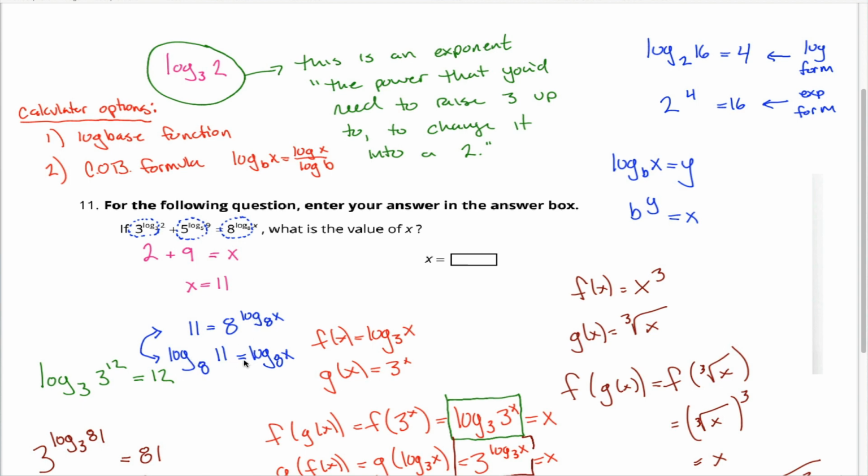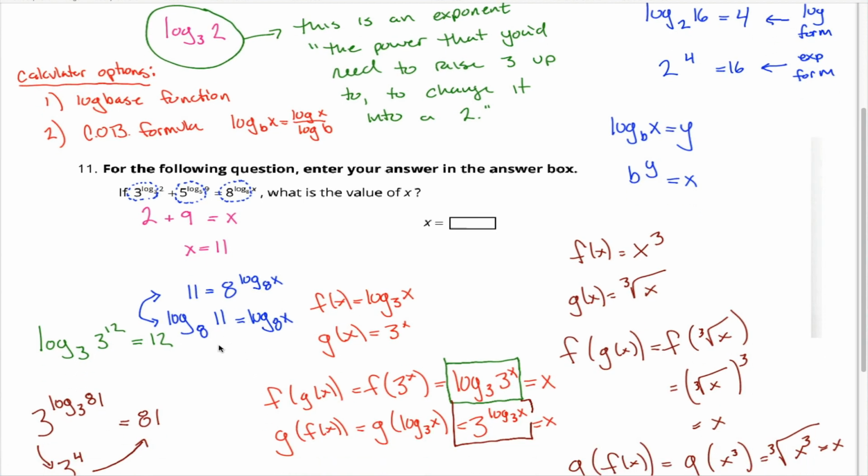Playing the role of the b is the 8, playing the role of the y is the log base 8 of x, and playing the role of the x is the 11. If you stare at this equation, the log base 8 of 11 equals the log base 8 of x, you might be able to figure out that, oh, 11 must be the same as x. It is. The answer is 11. A lot easier to come by that answer if you understand these identities. But even if you don't, if you know the change of base formula, you can get there with your calculator.